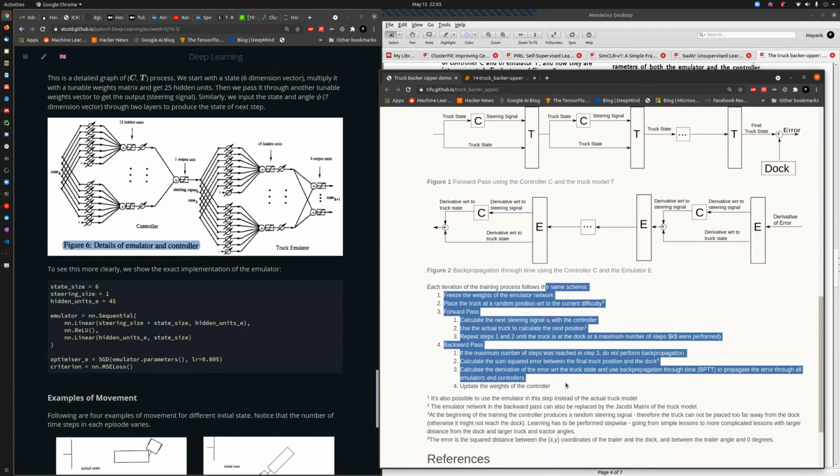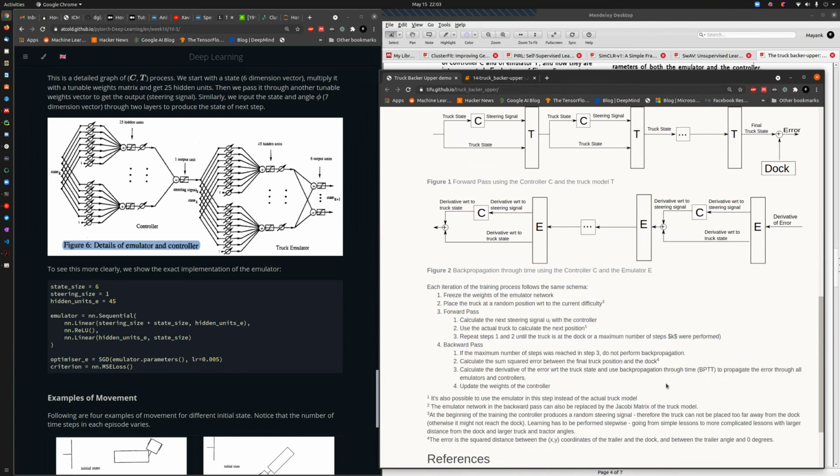So this is the backward pass and the forward pass, as Arto has just alluded to.